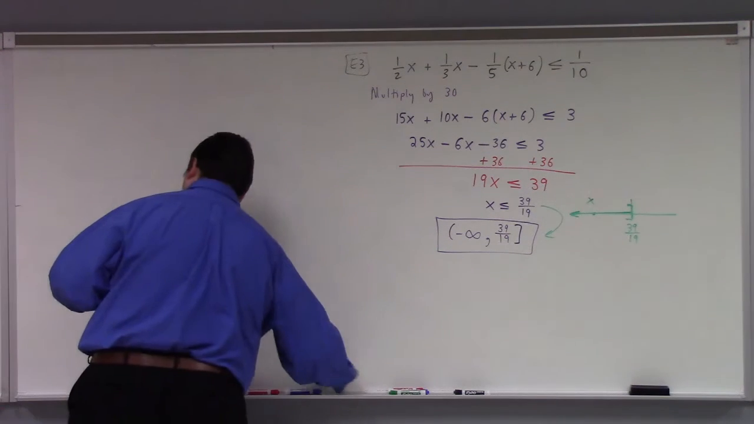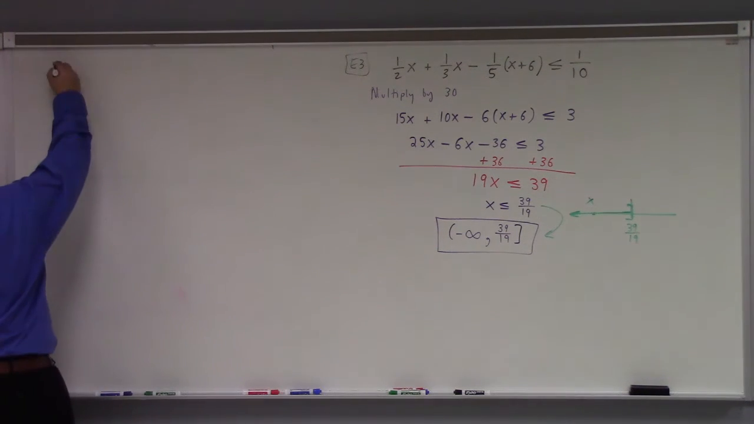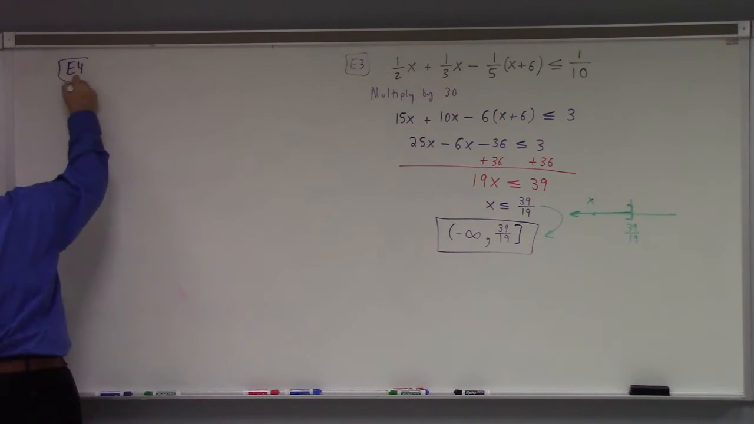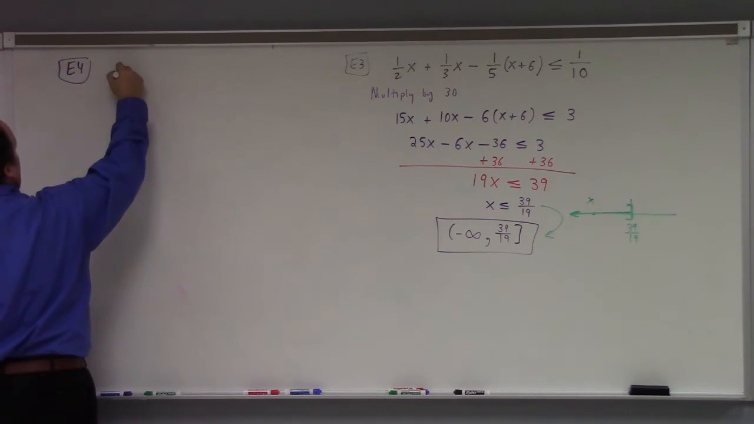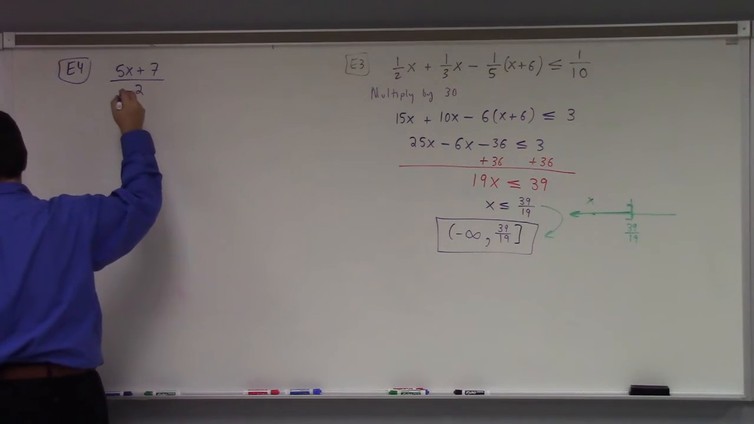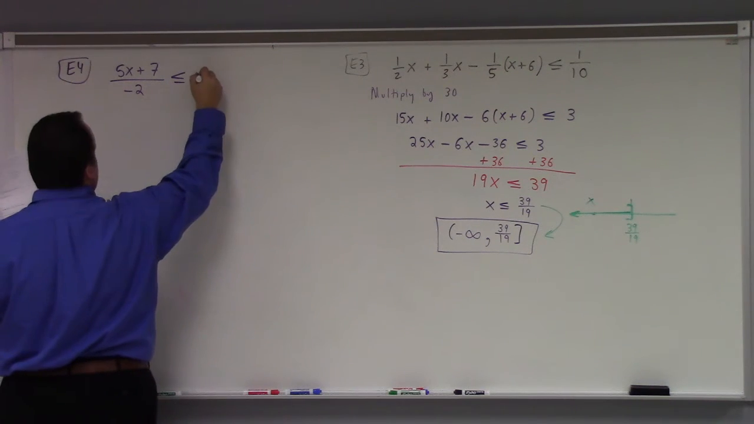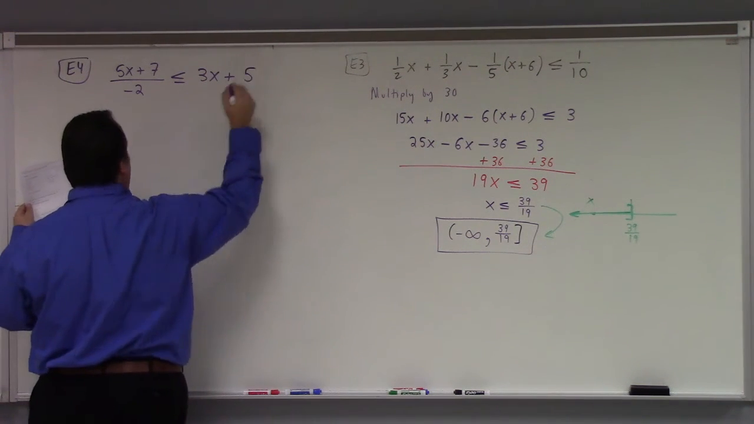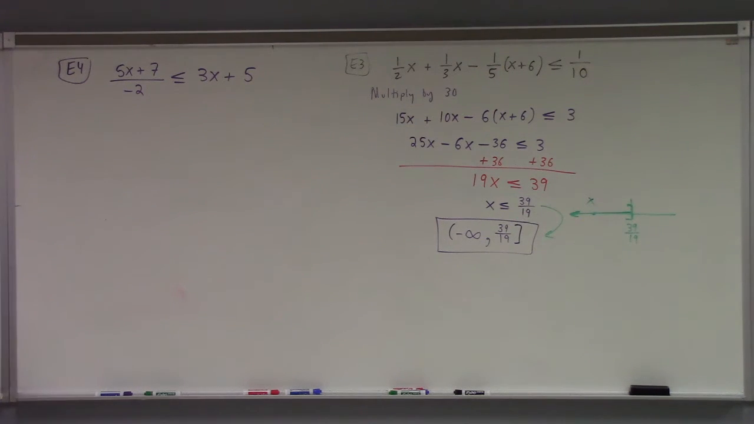Example 4. Suppose you want to solve (5x plus 7) divided by minus 2 is less than or equal to 3x plus 5. Again, we want to write our answer using interval notation. All right? So what do you want to do? Again, we don't like fractions, right? So if we multiply this by minus 2, life gets easier, right?